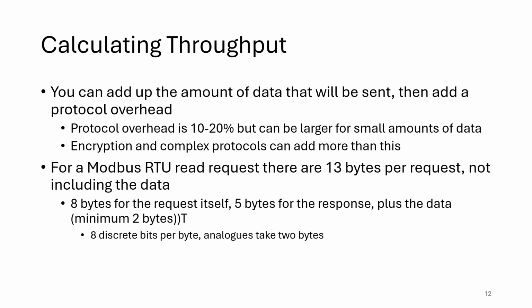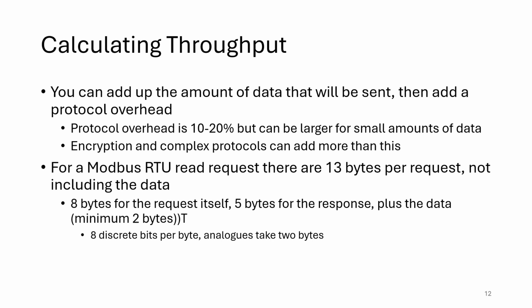Now, if you have a network and you want to calculate throughput, you can do that. The simplest way is to add up the amount of data that will be sent, then add a protocol overhead. The protocol overhead is those extra bits which are required for error detection and correction, the start and stop bits and so on. But also there's additional protocol overhead for the sending and receiving, maybe for the encryption, maybe for anything else depending on the protocol. It depends on the protocol as to what that overhead will be. But for longer messages, it's typically 10 to 20%. But if you're only sending very small amounts of data, the protocol overhead could be significantly higher than this.